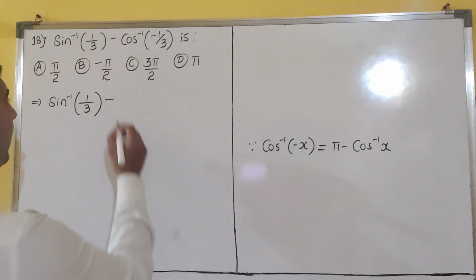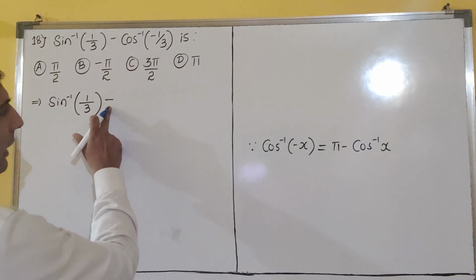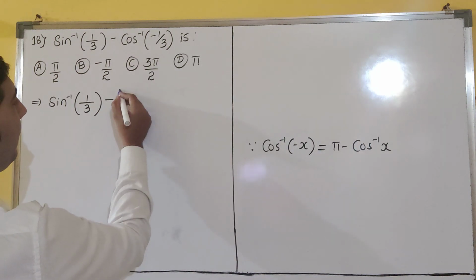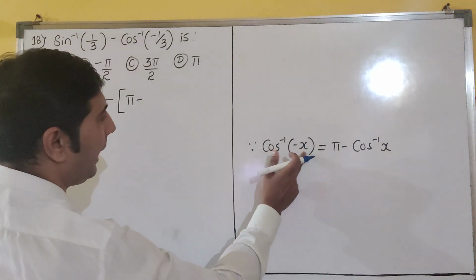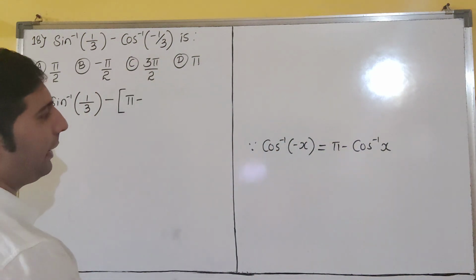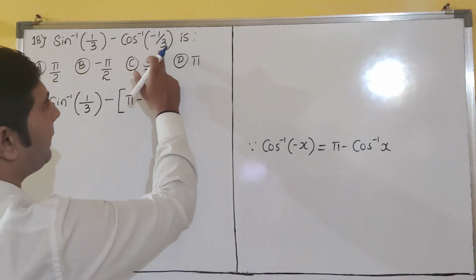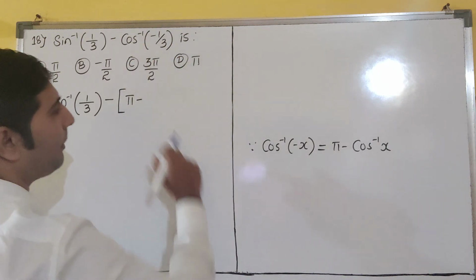So now how can we write? See here. Minus sign we have written outside only. I will use the bracket here. So pi minus cos inverse x. X is what here? 1 by 3. Minus x is what? Minus 1 by 3. That means x value is 1 by 3.